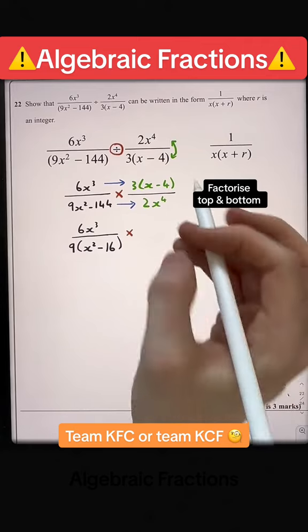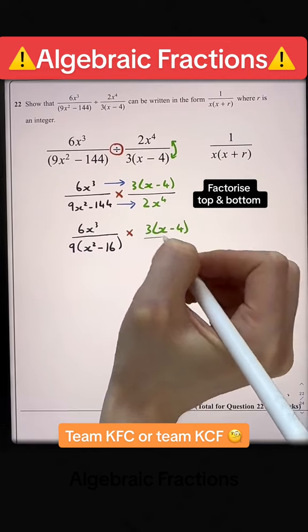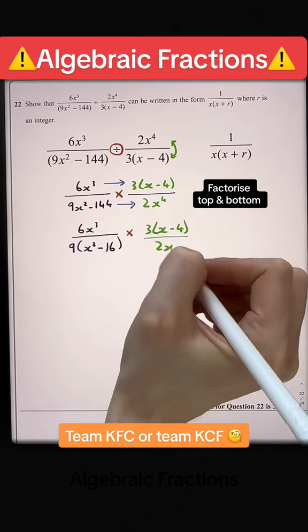Looking at my second fraction, on the top it's already factorised, so I'm going to leave that as 3, and in single brackets x minus 4. And on the bottom I've got a single term of 2x to the power 4.